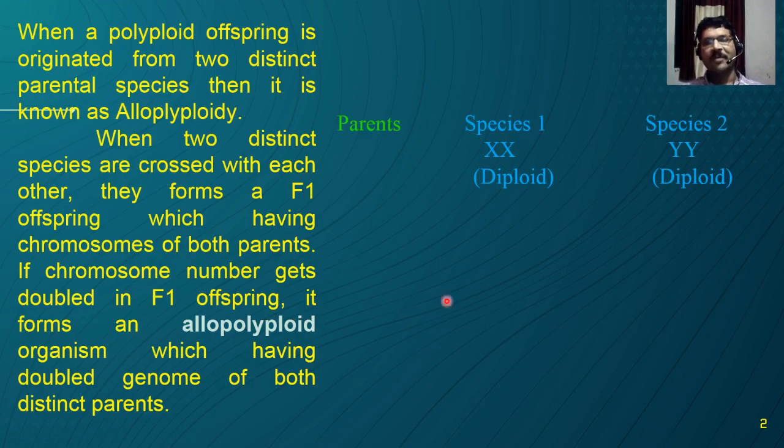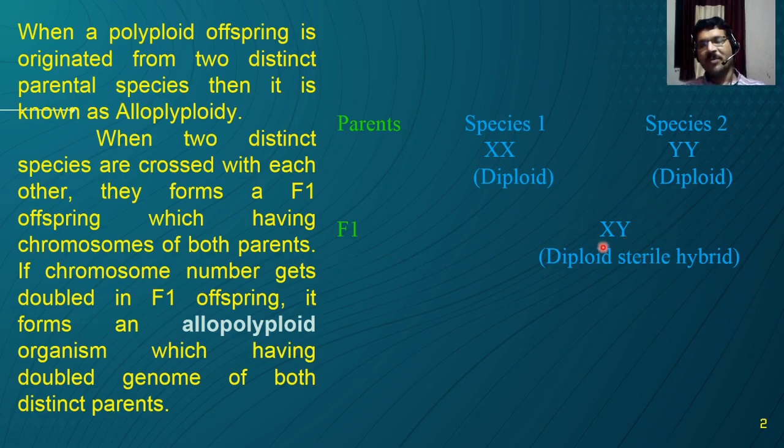Here you can see we have selected two parents. This is the species 1 parent and this is the species 2 parent. One has the genotype XX and the other has the genotype YY. Both are diploid, meaning they contain the diploid chromosome number. So initially we have selected two diploid parents, and both parents are distinct, meaning different types of parents. Now they will give rise to the F1 generation, the F1 offspring.